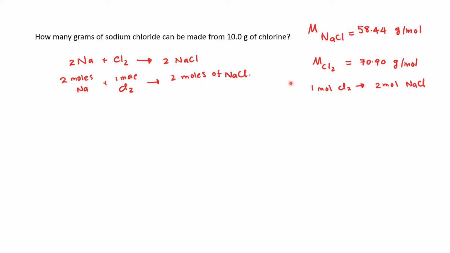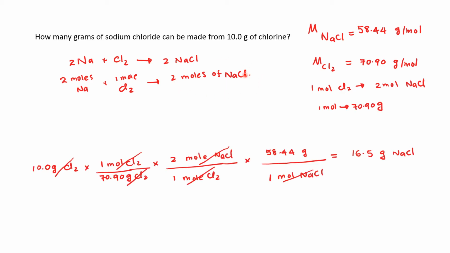At this point, you know how to calculate molar mass of sodium chloride and molar mass of chlorine. And then from the stoichiometric coefficient, we know 1 mole of chlorine reacts to produce 2 moles of sodium chloride. Let's do dimensional analysis. First, you have to find the number of moles of chlorine. Then you are going to convert it to number of moles of sodium chloride. And then in this part, you are going to convert this to number of grams of sodium chloride.